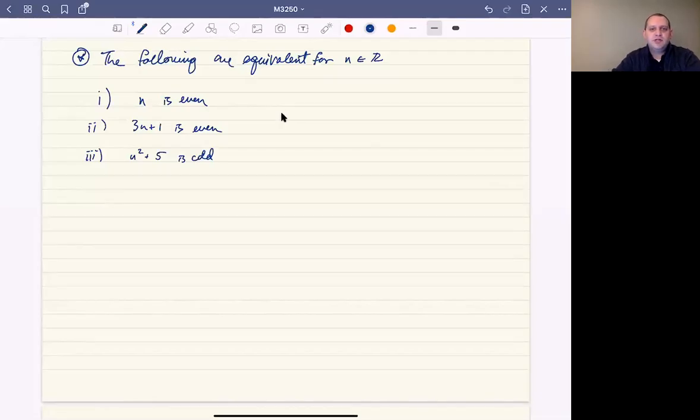In this example, I want to show that the following are equivalent for an integer n. We're going to show that n is even if and only if 3n plus 1 is even, if and only if n squared plus 5 is even.